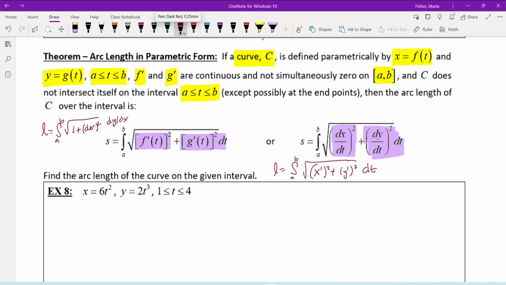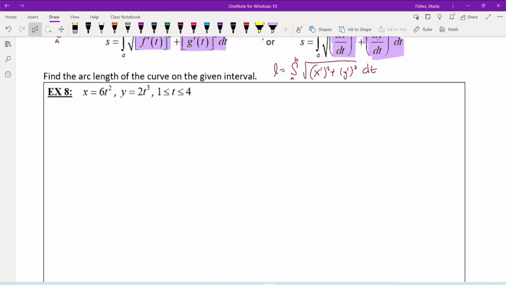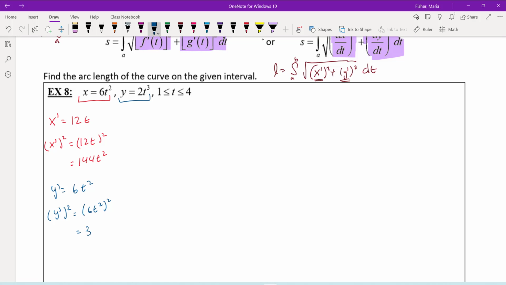So let's find the arc length of the curve on the given interval. In order to do this, I need to find x prime and square it and y prime and square it. Let's start with x prime. So if x is equal to 6t squared, x prime is going to be 12t. If I take x prime and I square it, 12t quantity squared is going to be 144t squared. This is y. Y prime here would be 6t squared. If I take y prime and I square it, 6t squared quantity squared is going to be 36t to the fourth.